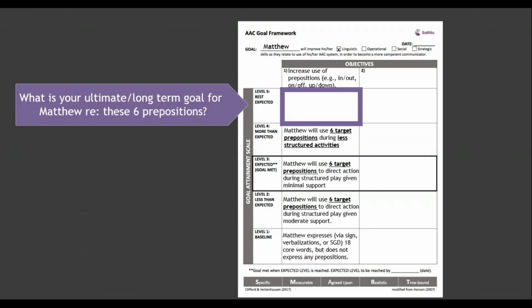You'll notice we're not necessarily filling this out in a linear way from level 1 up to level 5 or vice versa. It makes sense to start with the baseline and then determine the expected goal for the time period. But in some cases, after determining the baseline, it might make more sense to write out the best expected level 5 goal before determining that intermediate goal. Really, I encourage you to go in the order that flows best for you and your thought process. There's no right or wrong way to fill this out.